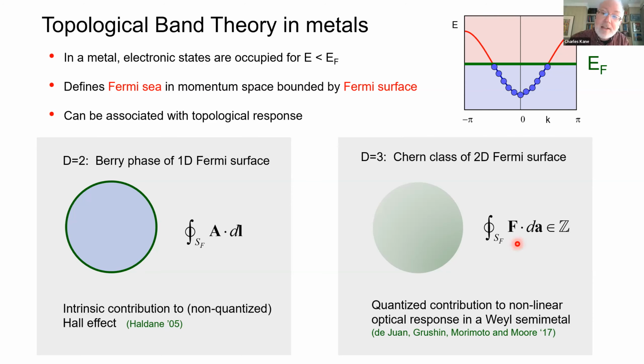And in fact, in a Weyl semi-metal, when you have a Fermi surface that encloses a Weyl point, it's like having a magnetic monopole inside your Fermi surface. And so that has a non-zero Chern number. And in fact, this can also show up in some sort of response.